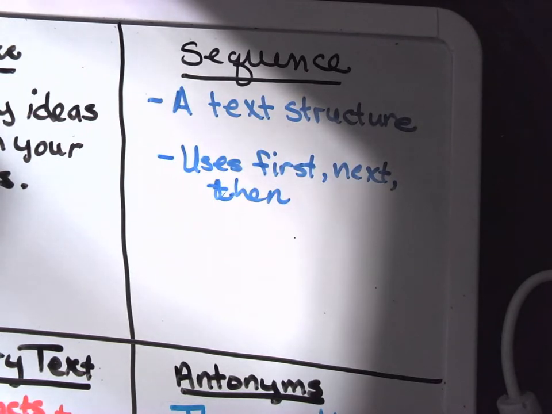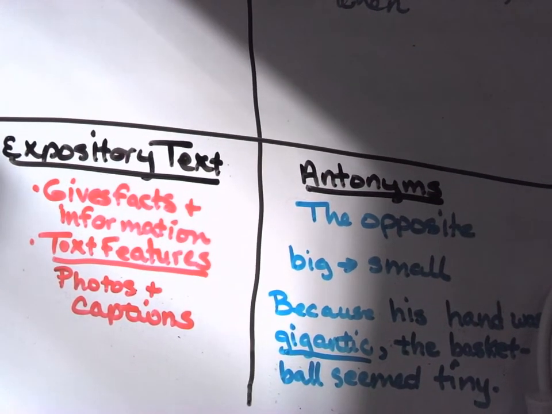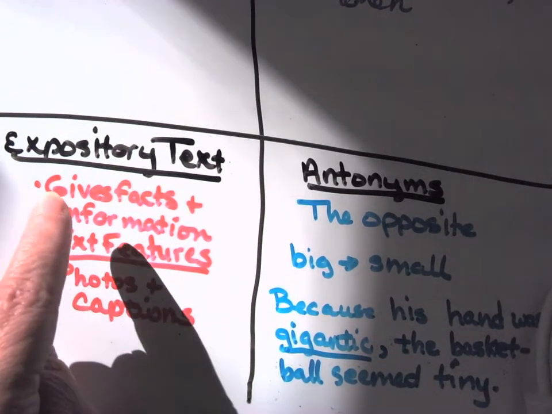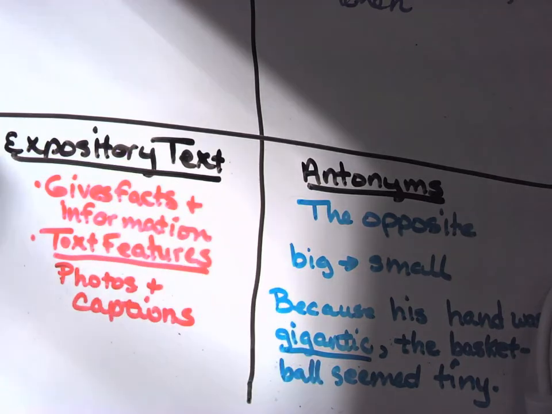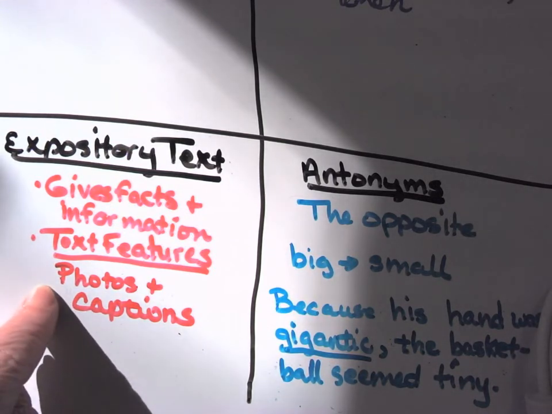The next one is an expository text. An expository text, there's two pieces that we look at for an expository text. It gives facts and information, which means it's a truthful thing. It gives facts. Then the text features are photos and captions.